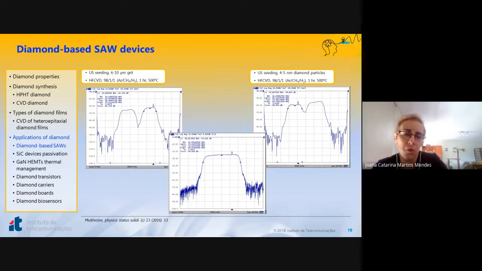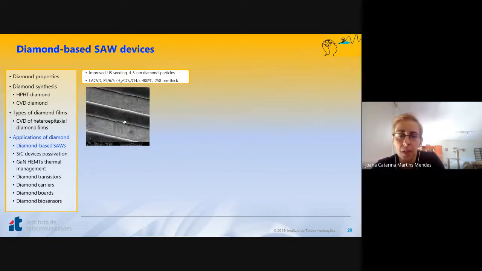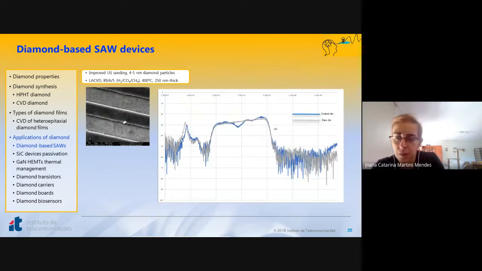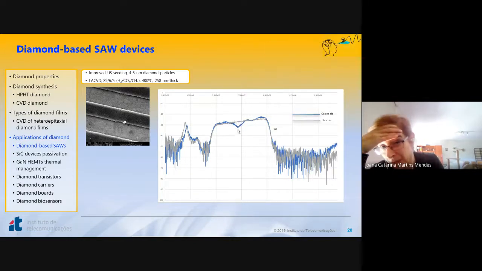So we improved our seeding method, and we deposited again diamond, but now using a linear antenna CVD system. Here you have the film, and these are the preliminary results we obtained, which are quite interesting, because you can see that the S21 parameters of the coated die resemble the one of the bare die. So we have almost no loss, only a tiny amount here, which is probably related with impedance mismatch induced by the diamond film. So this is currently undergoing.